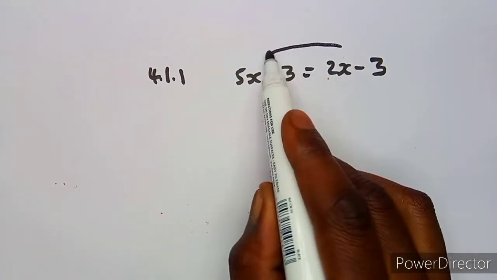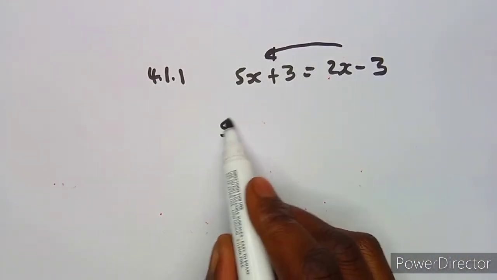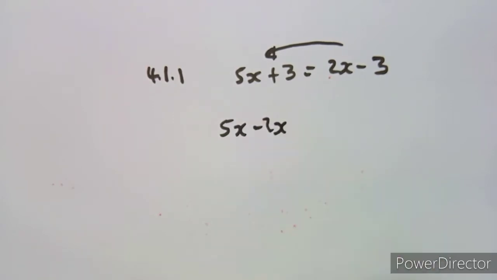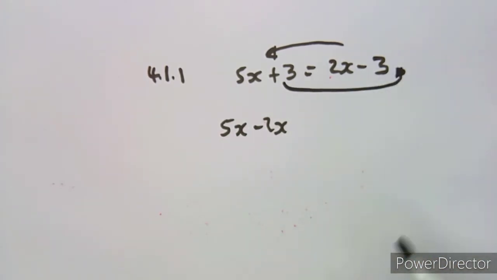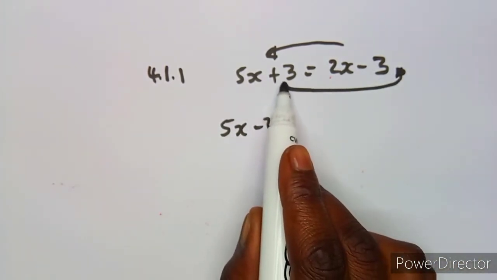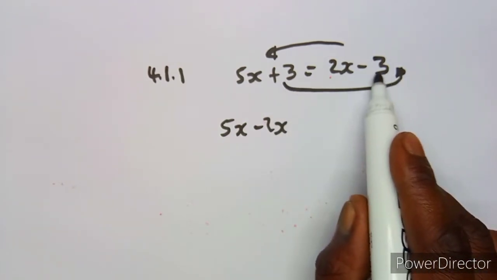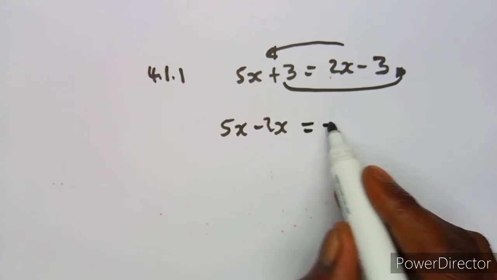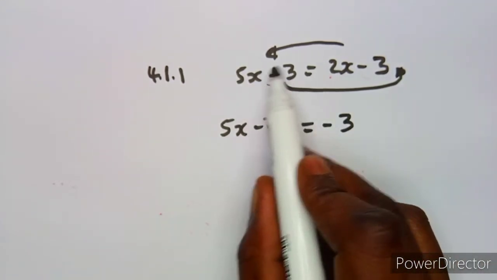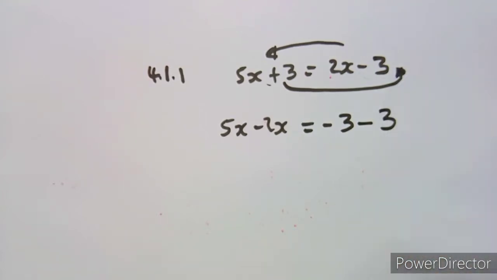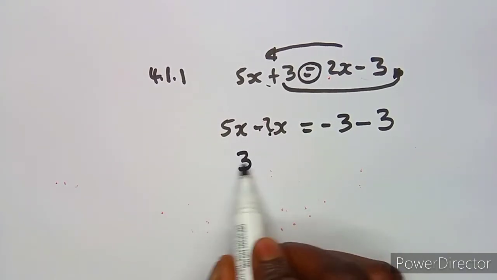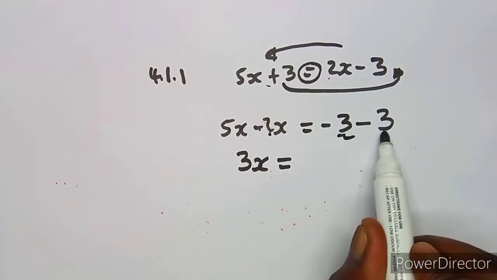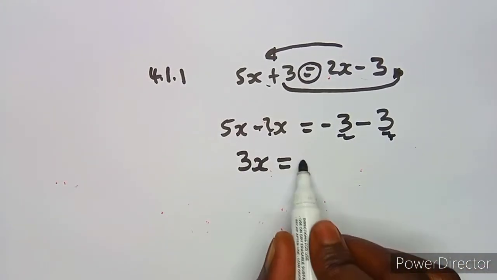So just transpose here. So 2x is going to be a negative, so it's going to be 5x minus 2x. We take this plus 3 to the right hand side, it's going to be minus, because when a number crosses the equal sign, it changes its sign. But already we are given minus 3 on this side, so we're going to start with minus 3. Then this plus 3 is going to be minus 3 on the other side, because it has crossed the equal sign. All right, so 5 minus 2, which is 3x, is equal to minus 3 minus 3, which is minus 6.